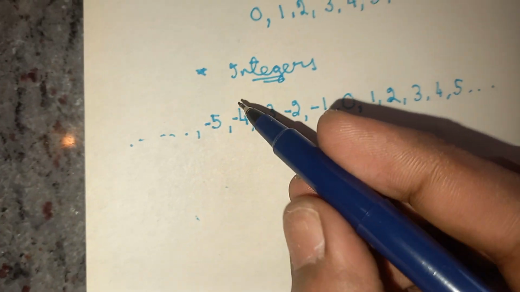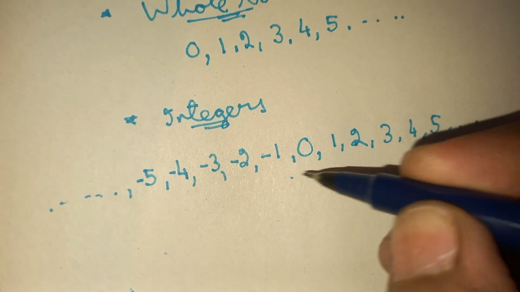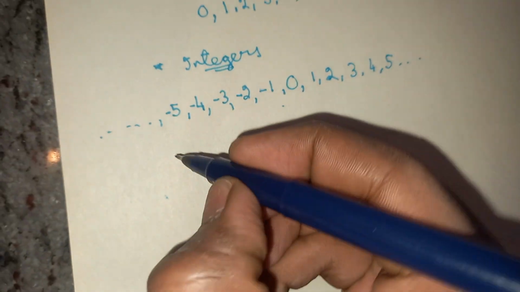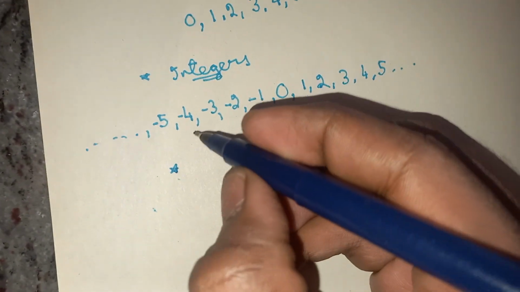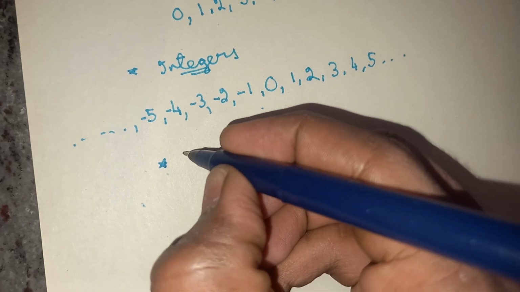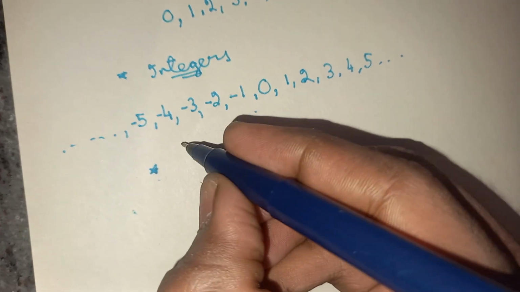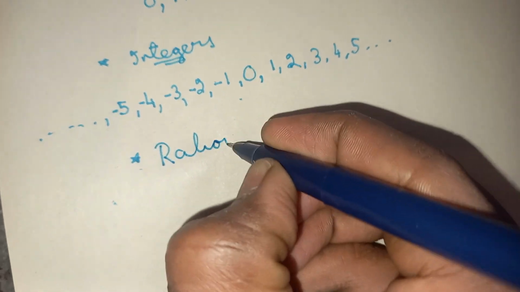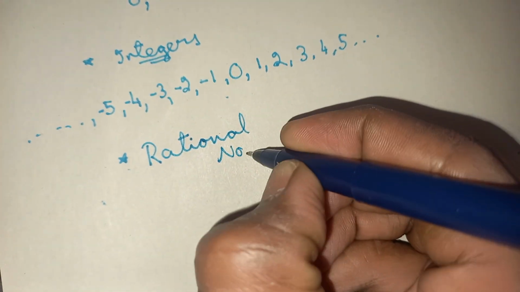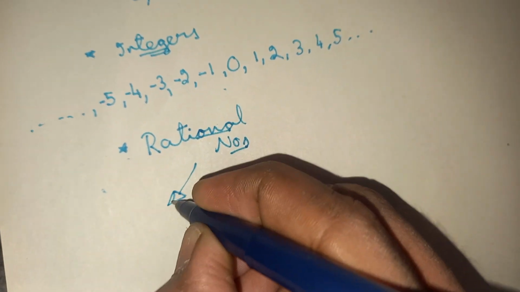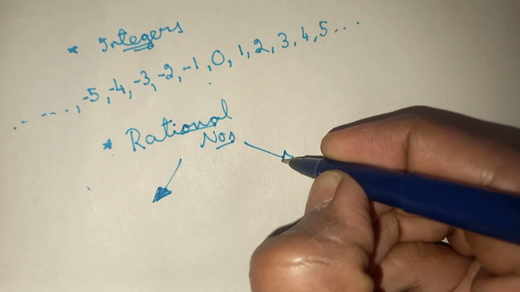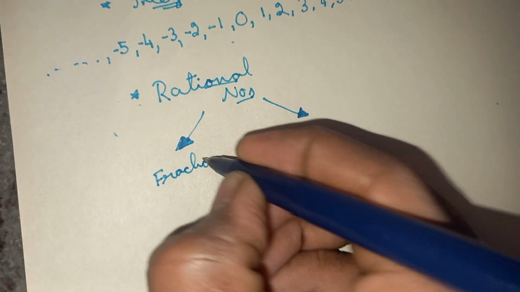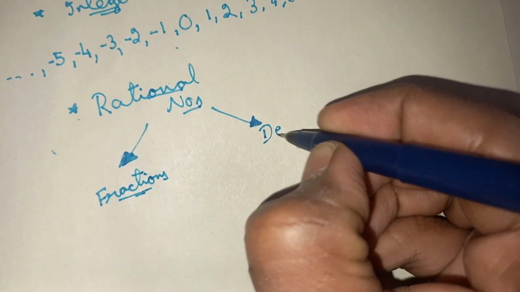Let's take the next number. If you take 0 and 1, there are thousands, even millions of numbers between them. The numbers between 0 and 1, well, they keep on exploring. You get to know about numbers known as fractions and decimals. They are known as rational numbers. Rational numbers include two different types: fractions is one type and decimals is another type. Fractions and decimals.